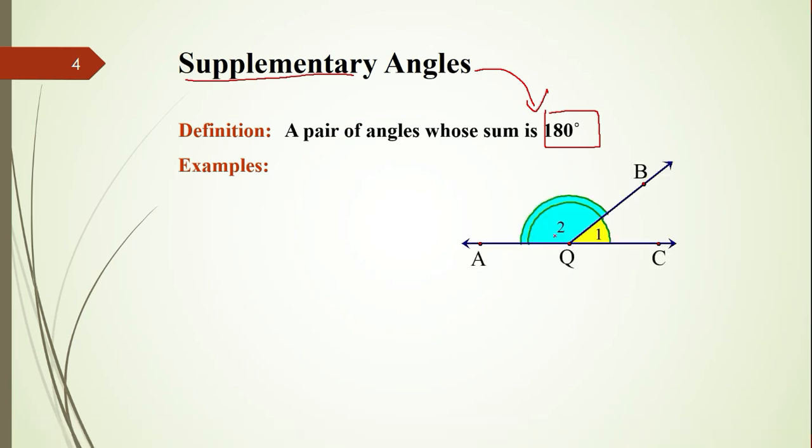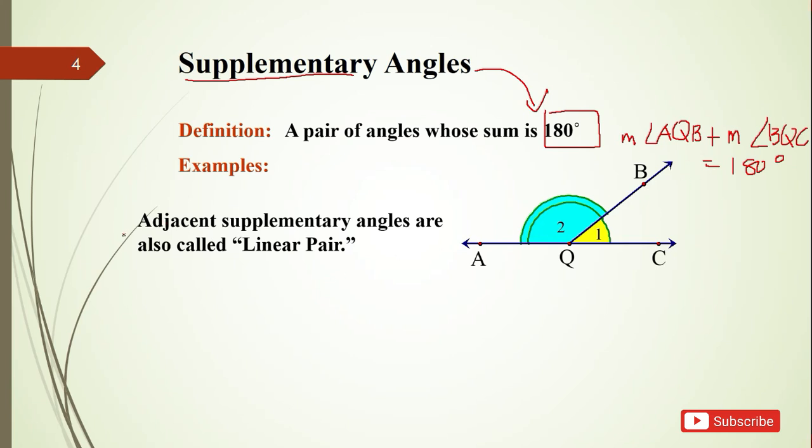As you can see, angle 1 and angle 2 form a line. And remember, if they form a line, this angle AQB, you can put M before the angle sign, that means the measure. So the measure of angle AQB plus the measure of angle BQC is equal to 180 degrees. So therefore, we say that they are supplementary.